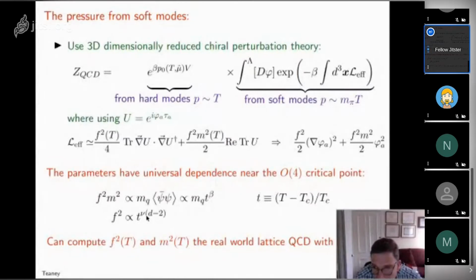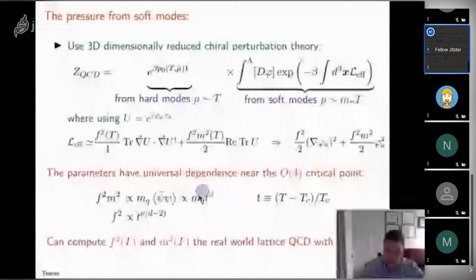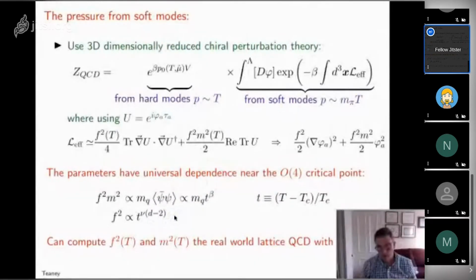So if there's enough effort, and I believe there is now, eventually people will know these parameters with very high precision. And since they will appear in the calculations I'm going to describe, that's useful to know. Right now they're just parameters, but eventually they're going to be real numbers. And certainly the scalings of these parameters are already known.